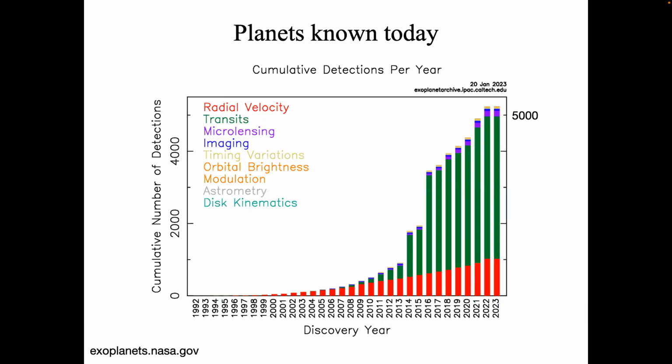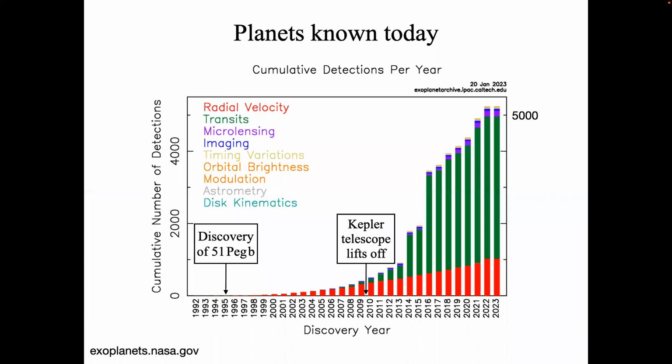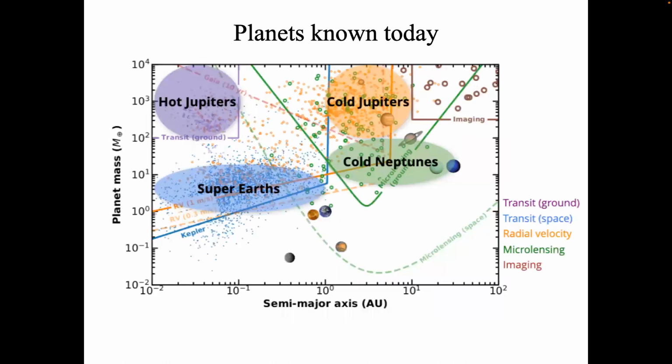In this diagram, you can see the number of planets that we detected as a function of years. We started in 1995 to discover exoplanets orbiting around a main sequence star, and after that, the number of planets that we discovered gradually increased, especially after the Kepler mission. And today we know more than 5,000 exoplanets.